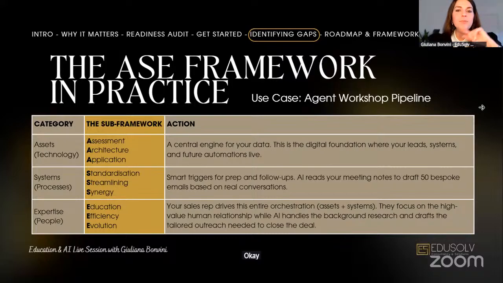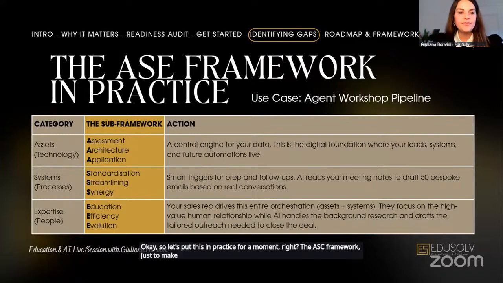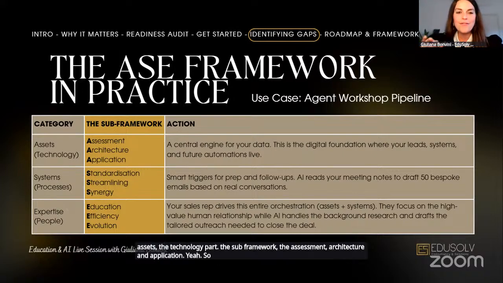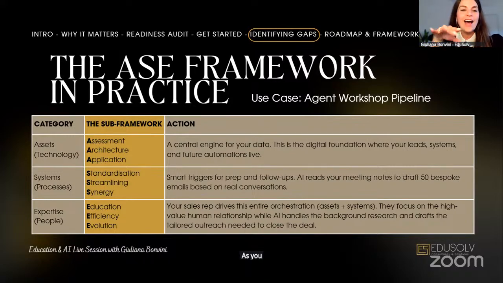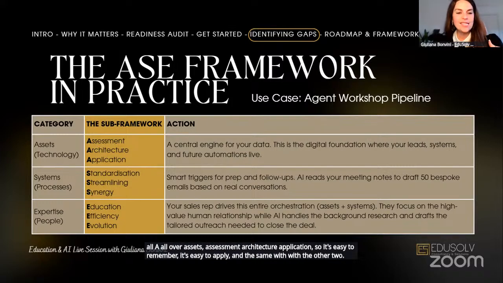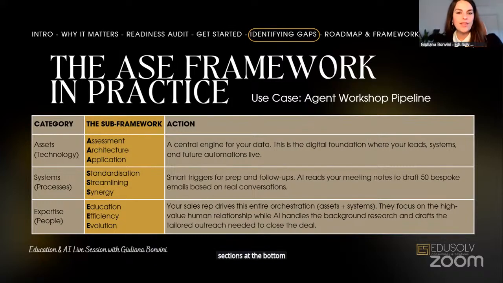Okay, so let's put this in practice for a moment, right? The ASE framework, just to make it crystal clear. Assets, the technology part. The sub-framework: assessment, architecture, and application. Yeah, so I try to keep everything very simple. So when I look at the sub-framework, as you can see there, I chose words that start with the same letter. So it's all A all over. Assets, assessment, architecture, application. So it's easy to remember, it's easy to apply. And the same with the other two sections at the bottom. But let's look at what that means first.